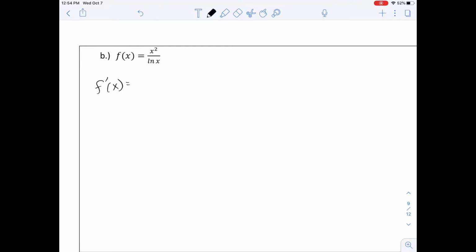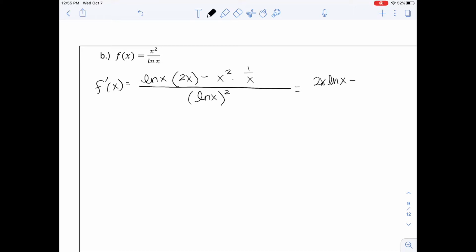So the quotient rule is going to be the denominator times the derivative of the numerator. The derivative of x squared is just 2x, minus the top times the derivative of the denominator. The derivative of ln of x is 1 over x. And then it's the denominator squared, which goes in our denominator. From here, we can clean this up a little bit. We end up with 2x ln of x minus, one of those x's would simplify out, minus x, all over ln of x quantity squared.